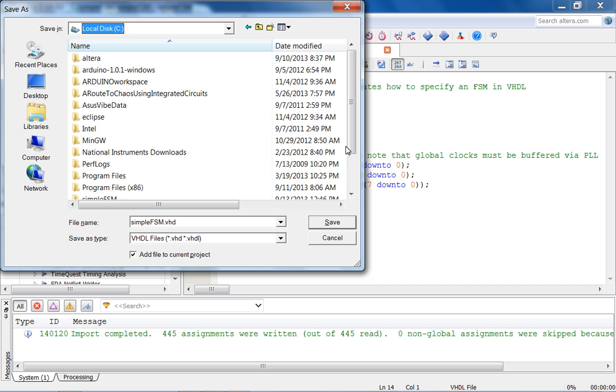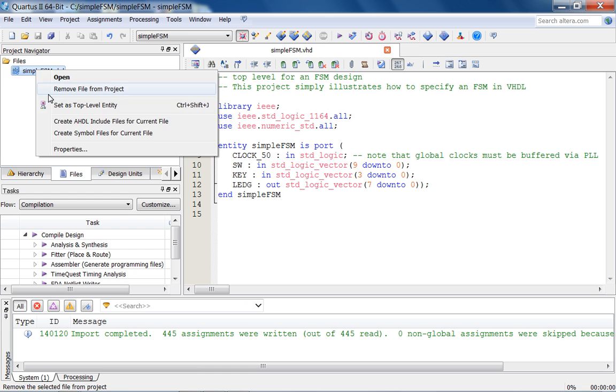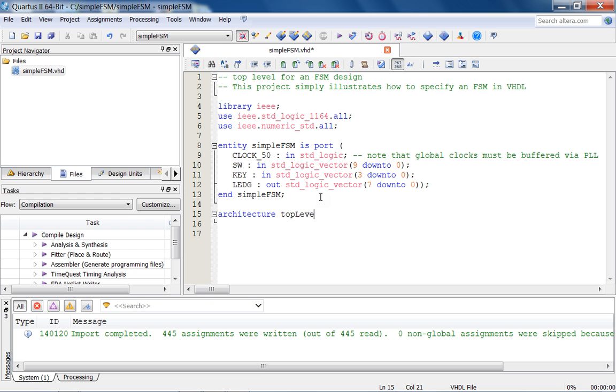Simple FSM is added to the project, but I always right click and say set as top level entity just to be safe. Now, architecture top level of simple FSM is begin and top level. So what I'm going to define here is a component, three state FSM. Again, my names are not very descriptive, but it's just a demonstration. Actually, this is a component, but make sure that you provide as descriptive names as possible.